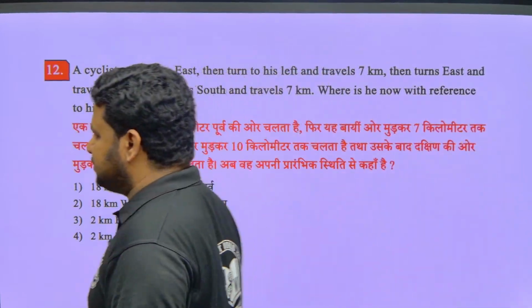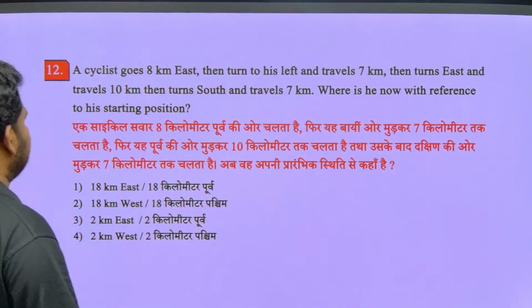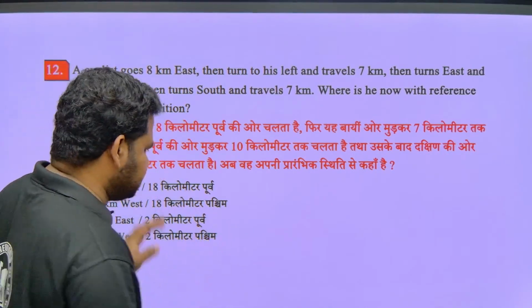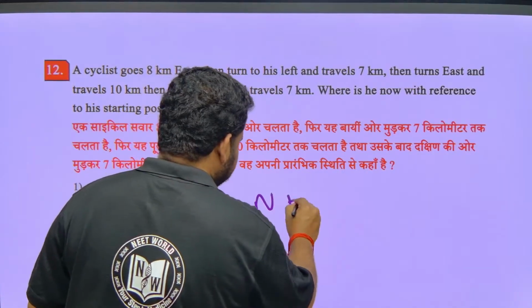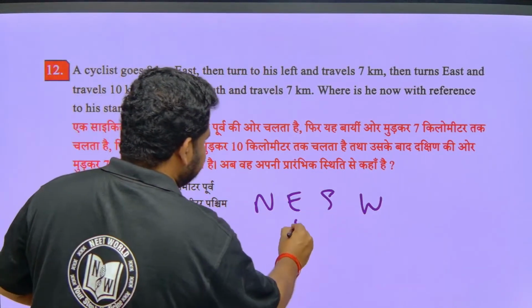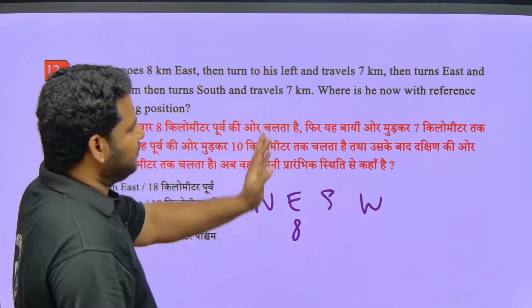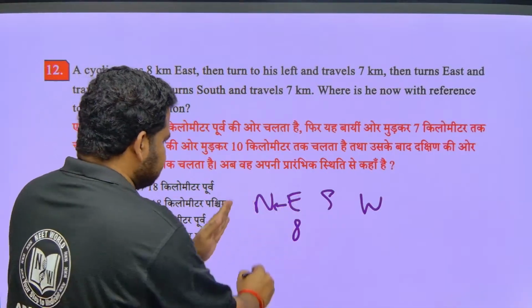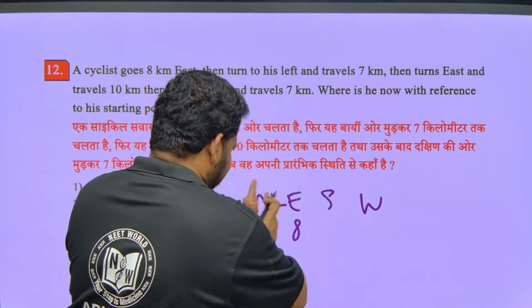Have a look at this question. A cyclist goes 8 km east. So same thing, we will use the trick. North, east, south, west. Cyclist goes 8 km under east, I will write 8. Then turns to his left. Left from east means I have to come to north. 8 is here, left means north.